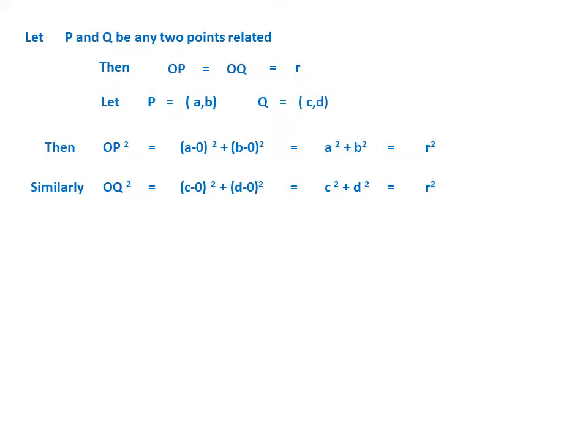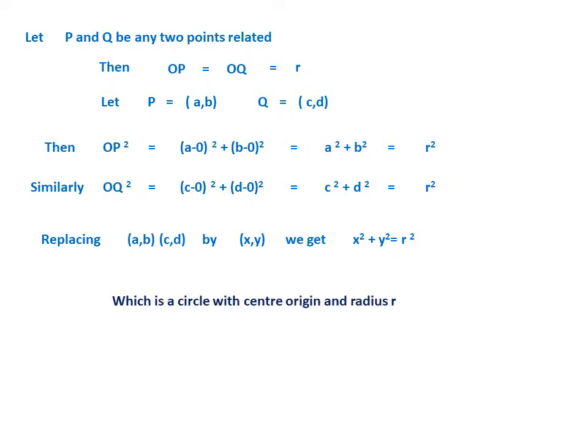Now what we have done is P and Q be any two points. Therefore, we can say, replacing A, B, C, D by X, Y, what do we get? You get X squared plus Y squared equal to R squared, where (X,Y) is any variable point on the plane satisfying the condition. So this we have studied last year, which is a circle with center origin and radius R.